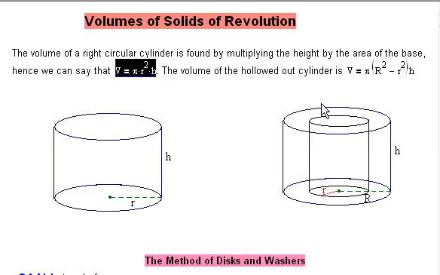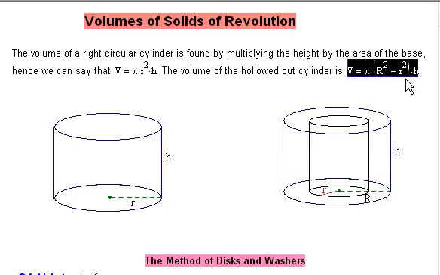And if we hollowed out, cut a cylinder out of a cylinder, and call the inner radius small r and the outer radius capital R, you can see that we could take the large cylinder, pi R squared h, and subtract the small cylinder, pi small r squared h. So you should see that we get this formula for the volume of our hollowed out cylinder.